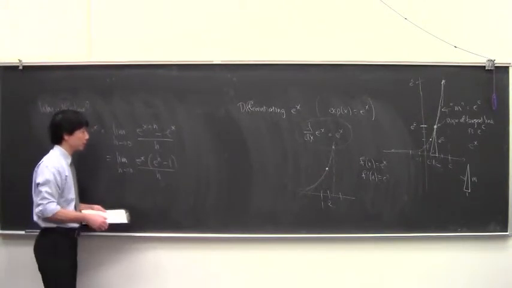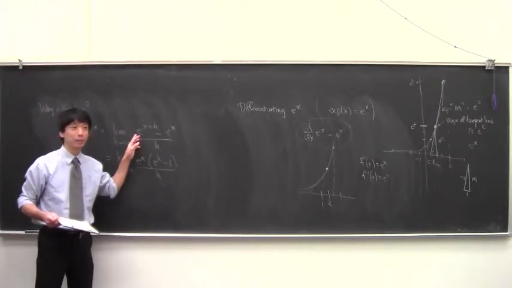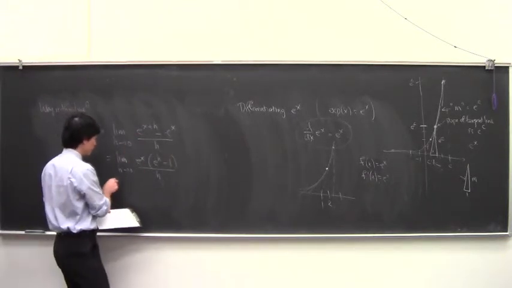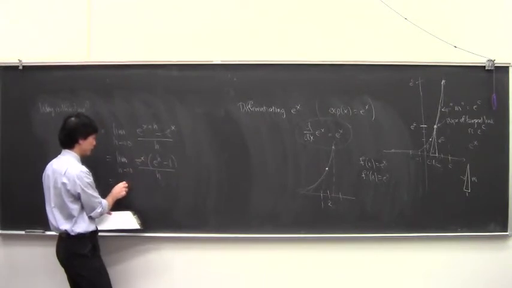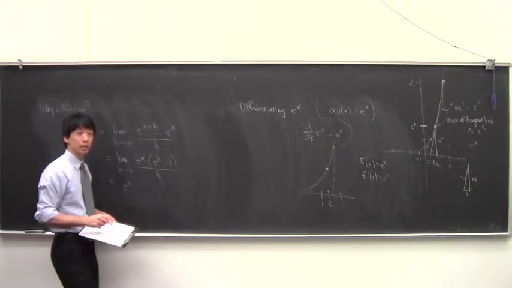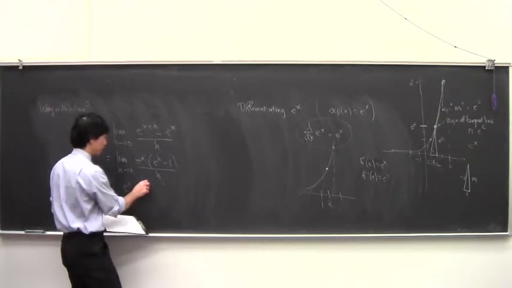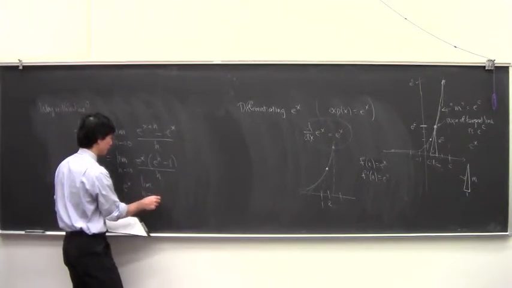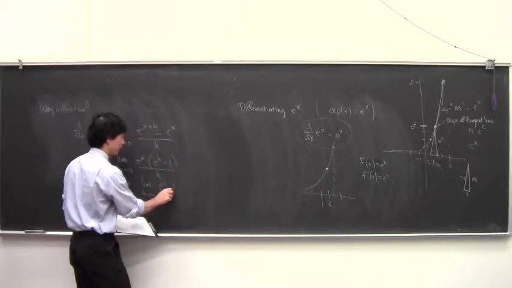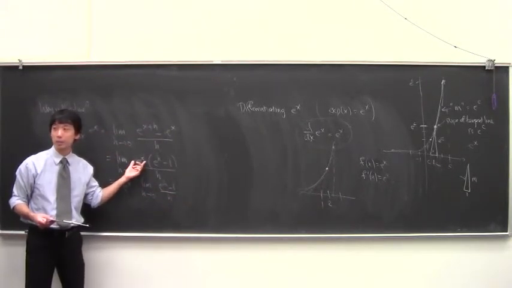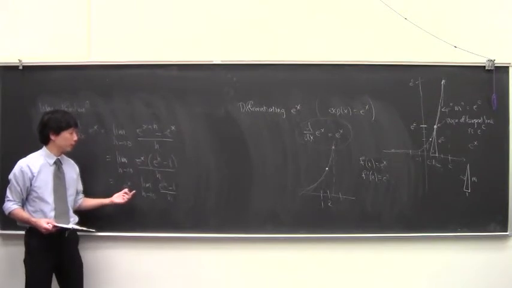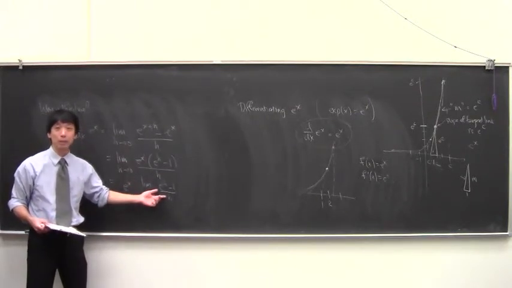Okay. Is everyone okay with that? Yeah. Okay. So this e to the x doesn't depend on h, so I'm just going to pull it out. It's constant with respect to h. As h changes, this e to the x doesn't depend on h at all, so I can pull it out, and you get e to the x times this number.